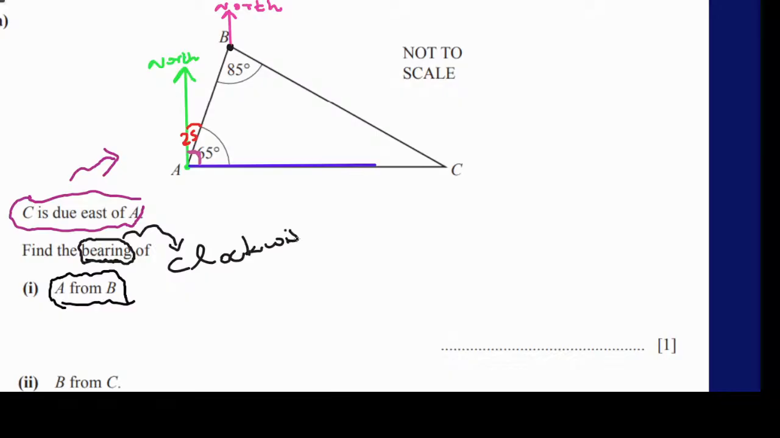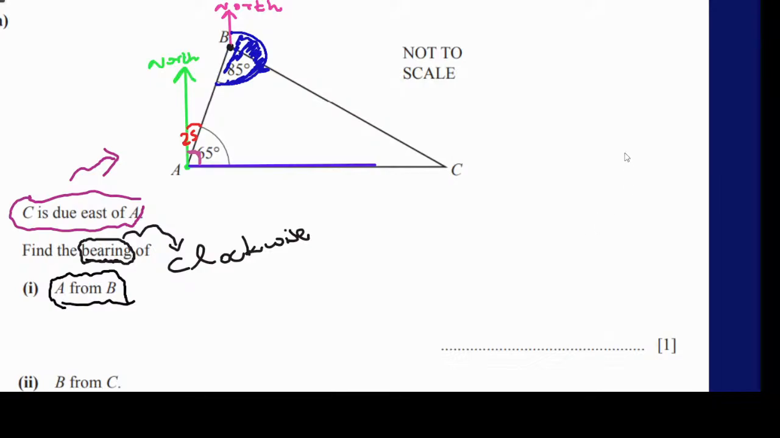So how should you rotate your body? You've got to rotate your body this way, starting from the north, and this is the angle. So you're supposed to find the magnitude or the size of this blue angle. How do you do it?